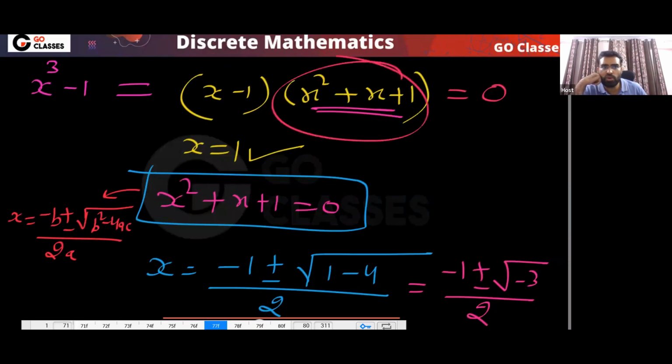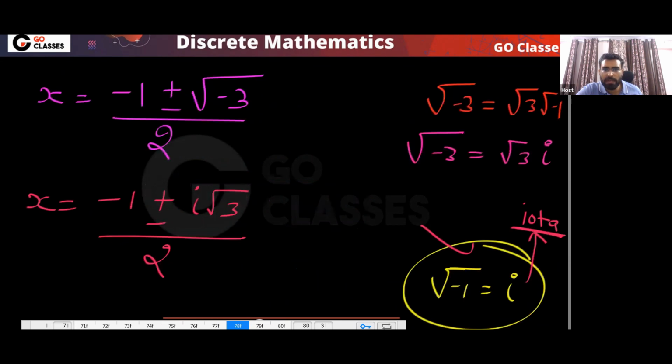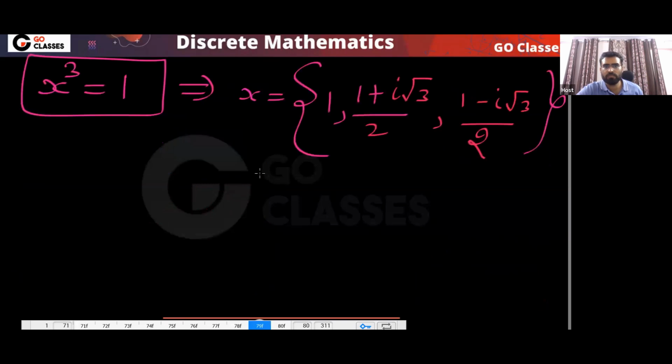If this is equal to 0, you can apply the quadratic equation formula. And what will you get? You will get -1 plus minus square root of -3 by 2. And square root of -1 is iota. So finally, this is what you got: x equal to -1 plus minus iota root 3 divided by 2.